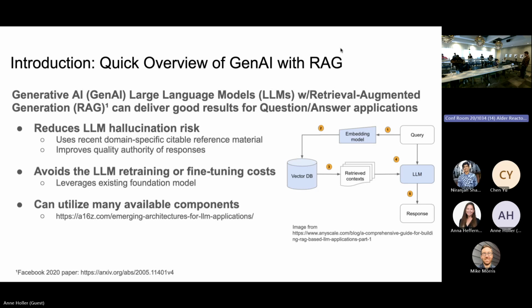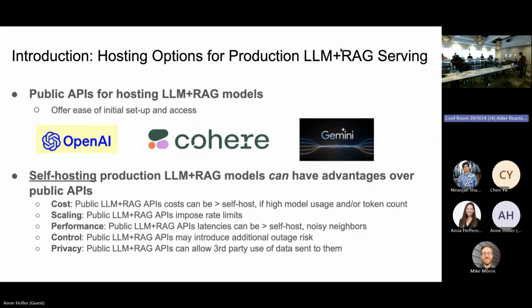If you use RAG, you can also avoid LLM retraining and fine-tuning costs. So think about the kinds of costs that are involved in rebuilding your large language models. Right? These are all very compute-intensive types of operations. So instead of rebuilding everything from the ground up, how about you just layer some stuff on top of it instead?